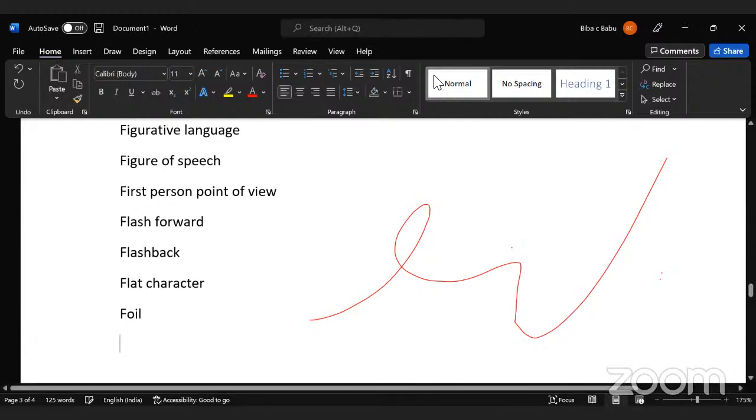Next is foil. Foil is a kind of comparison. When you compare two different characters, people, or things, it is called foil.